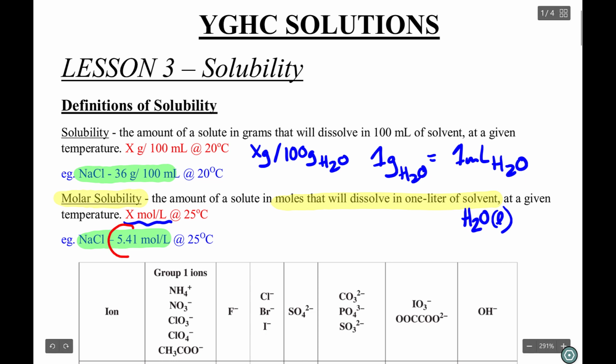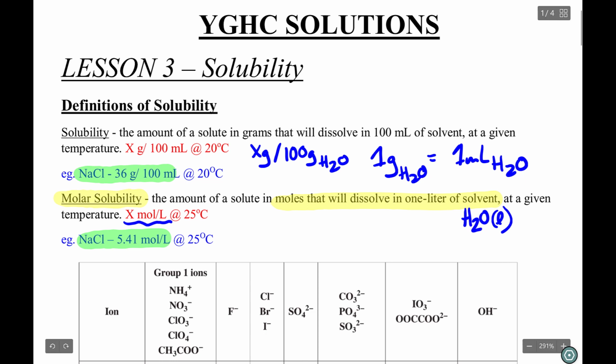Same concept here. If I was to add 5.5 moles of salt in 1 liter of water, there would be a little bit of solid at the bottom. Anything under 5.41, there would be no solid left at the bottom of the beaker. So those are our definitions. Molar solubility is probably the more important of the two. It's the amount of solute which dissolves in 1 liter of solvent.